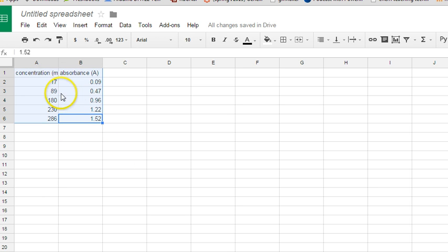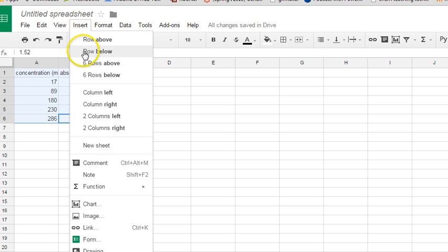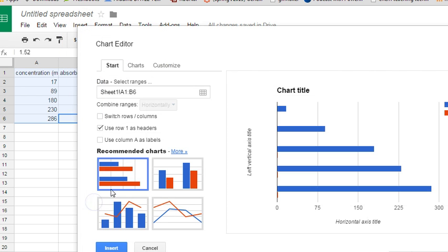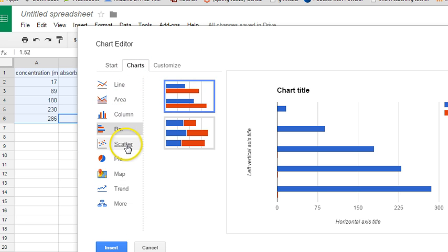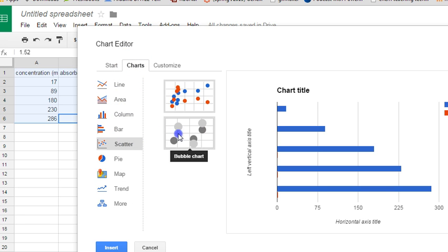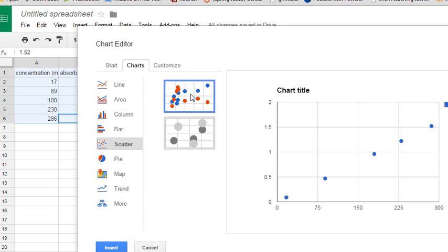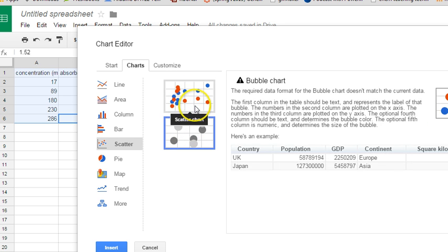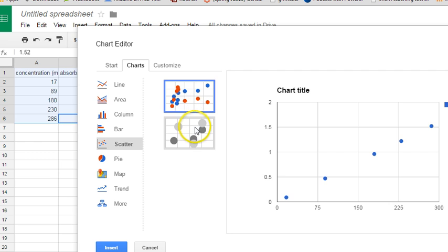I've highlighted all my data, and now I tap on Insert, and then I tap on Chart, and then it's very important to select the scatter chart. You could have big dots on it or little dots on it. I prefer little dots, but whatever you want would work.